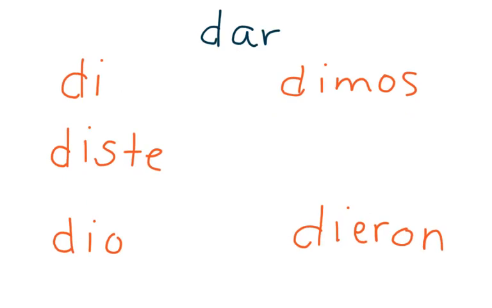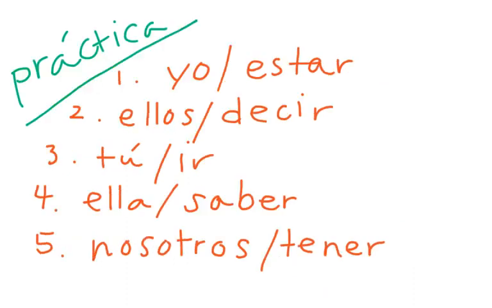For dar, it doesn't look that weird, but the weird part about it is that dar is an AR verb. And we get these ER and IR endings, so that's kind of weird. Di, diste, dio, dimos, and dieron.